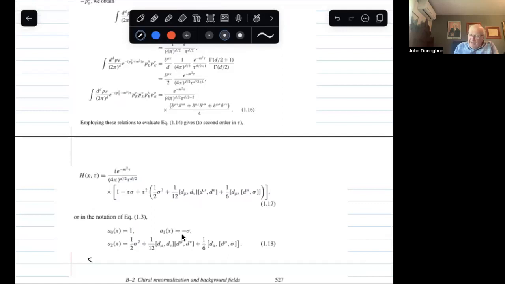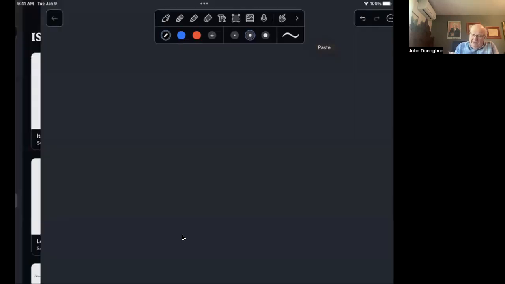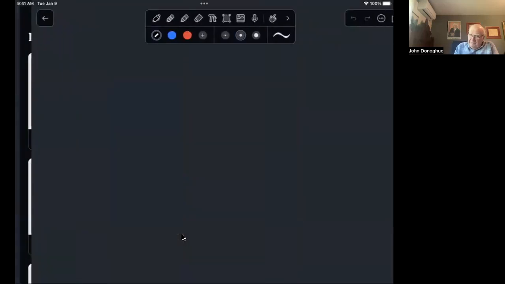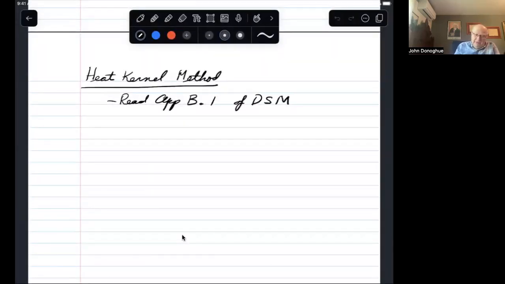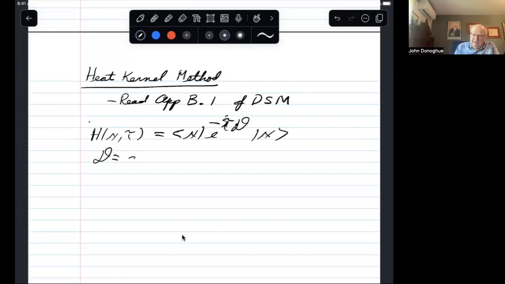What you see from that portion of the book is we can derive the divergences that I just showed you. I'm not going to have time to do it, but let's just say what's going on here. The heat kernel itself is the matrix element of e to the minus tau some differential operator. And in our case, this differential operator is going to be our famous D mu plus sigma, with D mu equals d mu plus some gamma mu. So it's a function of the background fields.